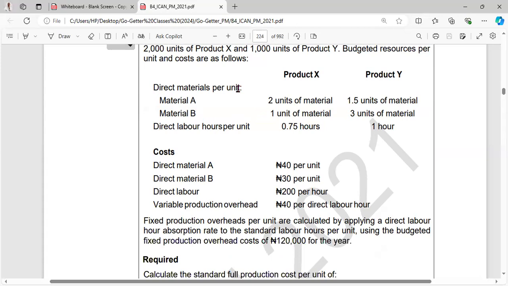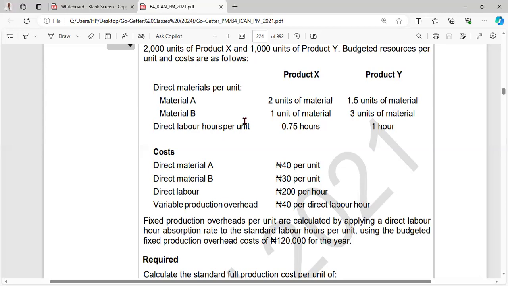Direct materials per unit, that's the standard now. We budget to use 2 units of material A to make one standard unit of product X, and we budget to use 1.5 units of material A to make one standard unit of product Y. Then material B: 1 unit of material B to make 1 unit of X, 3 units of material B to make 1 unit of product Y.